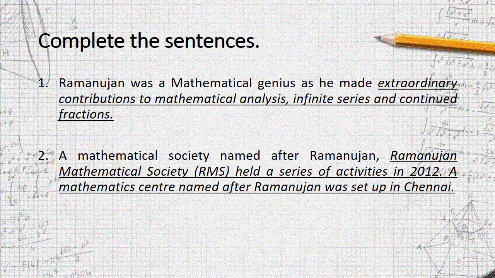Question 2. The sentence. A mathematical society named after Ramanujan. Which society? Ramanujan Mathematical Society, RMS, held a series of activities in 2012. And if we are talking about a mathematics center named after Ramanujan, it was set up in Chennai.